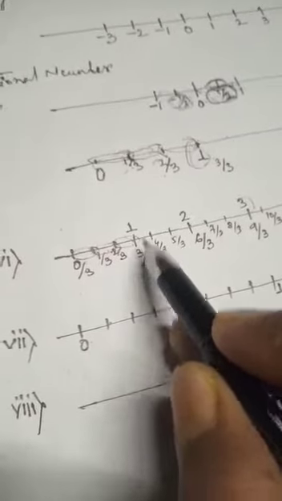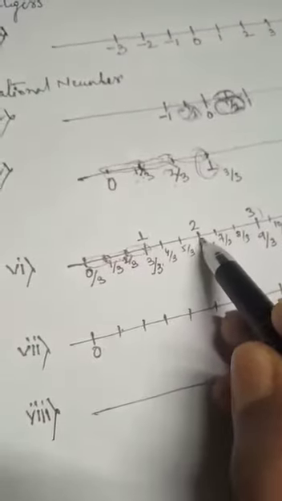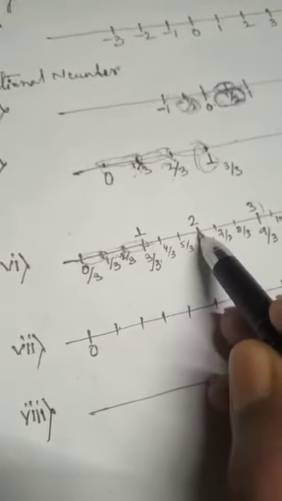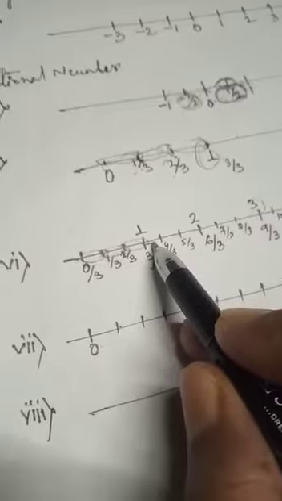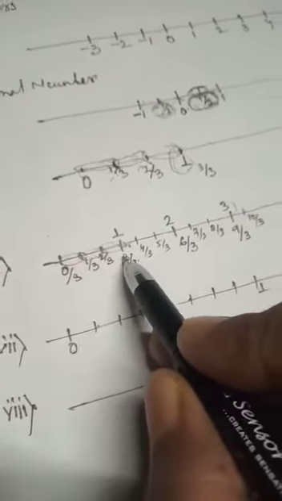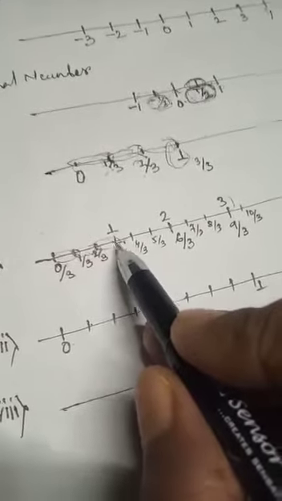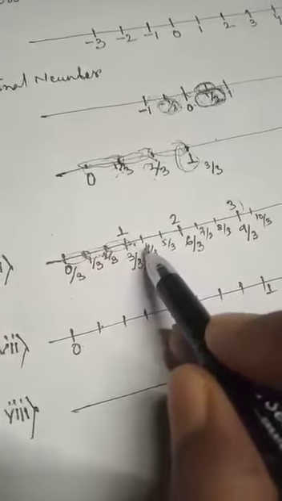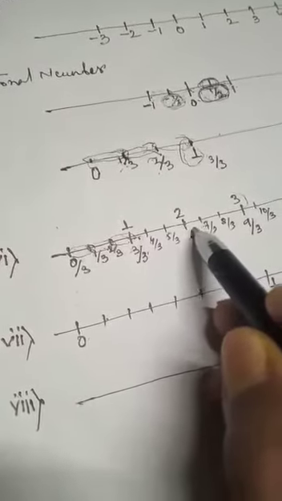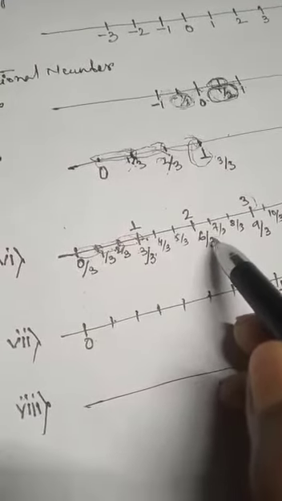3 by 3. After that, again from 1 to 2, we divide this distance into 3 equal parts. The first part is 4 by 3. We start from, it ends in 3 by 3. After that we start 4 by 3, then 5 by 3, and then 6 by 3.